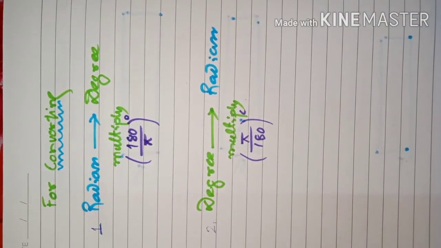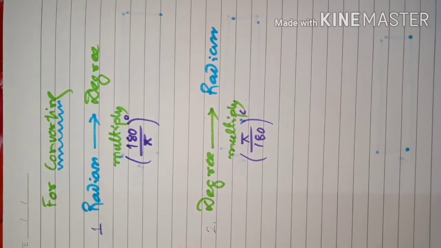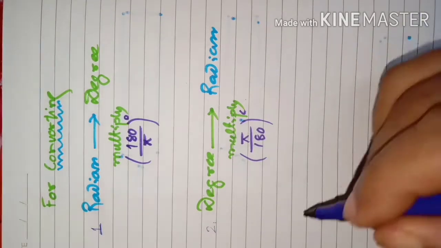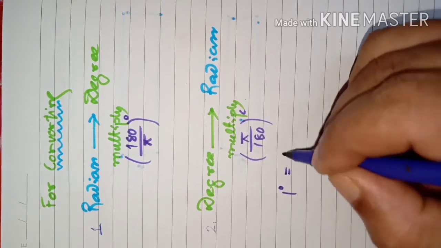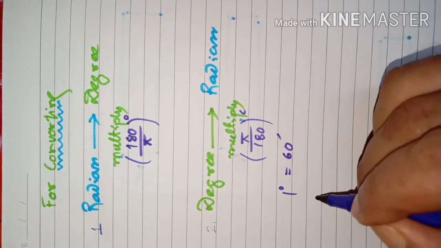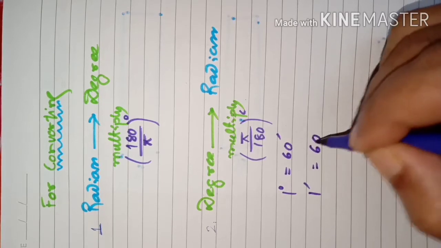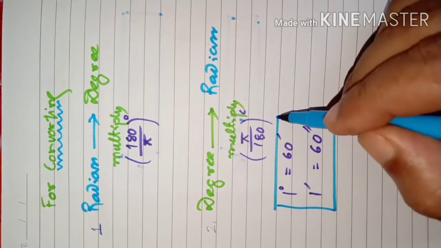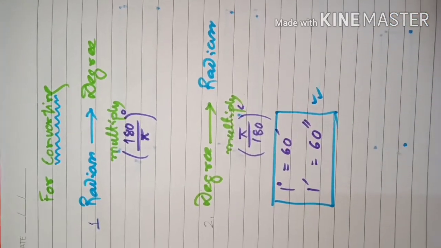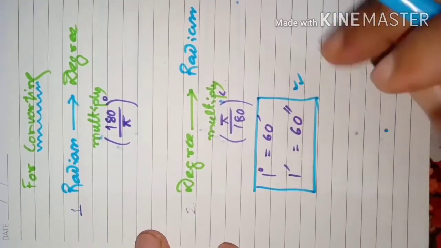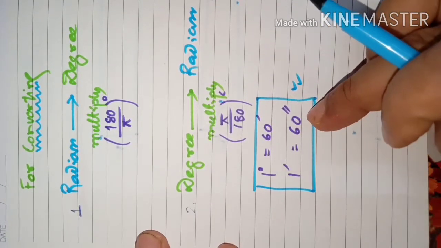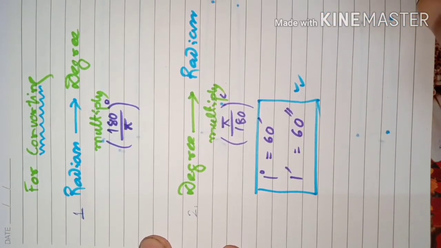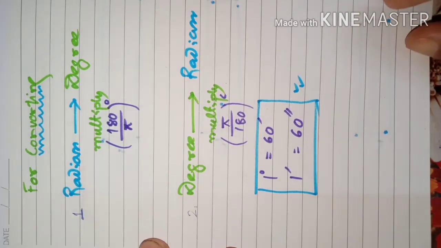Now students, you also need to know how to convert into minutes and seconds. 1 degree is equal to 60 minutes and 1 minute is equal to 60 seconds. Remember these two more conversion factors: 1 degree to minutes, 1 minute to seconds. Okay, students? So now we'll start solving some problems.